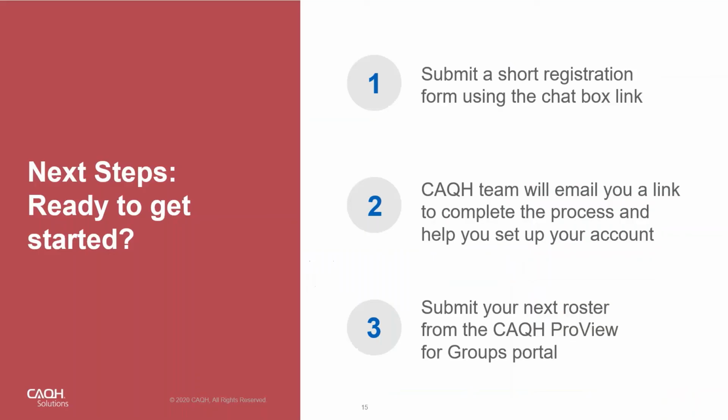So let's wrap up with what happens next. If you like what you've seen today, getting started is easy. All you have to do is submit a short registration form using the link that I sent in the chat box. Once we receive your completed form, our team will email you a link to complete the process and help you set up your account. Then you're going to be ready to submit your next roster via the new CAQH ProView for Groups portal. Thank you very much.